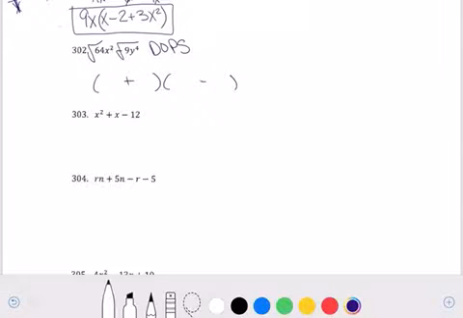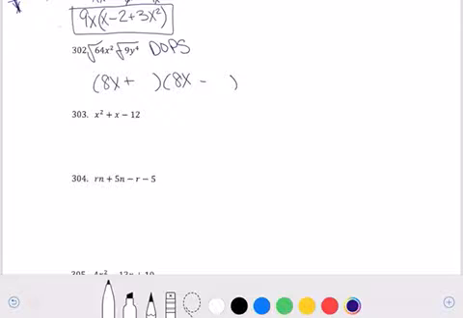Never ever change the signs with DOPS. It's always 2 opposite signs. Then you take the square root of each of those terms and place them in the blanks. So first one is 64x squared. The square root of 64x squared is going to be 8x. So I put an 8x in the front of both sets of those parentheses.